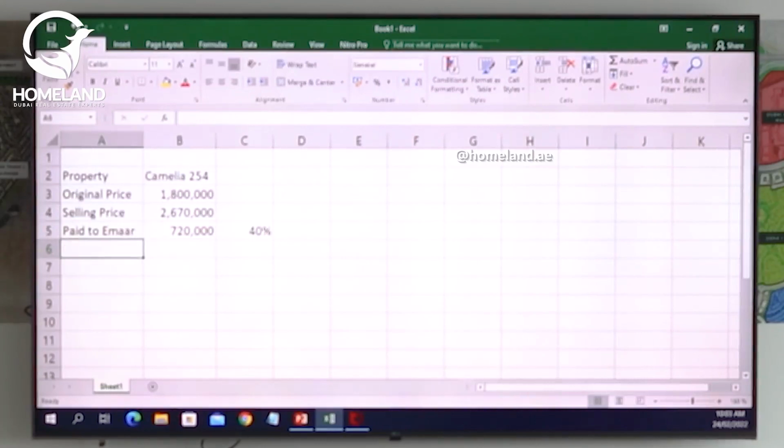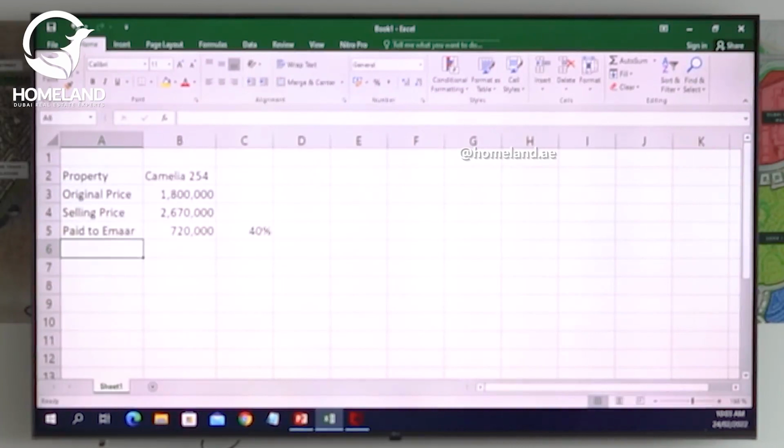And if it has been paid more, you need to check the statement and make sure that the extra amount was not a late payment fee, because a late payment fee is not considered part of the principal amount. Guys, please do not charge your buyers for the seller's late payment fees. Okay. Paid to Emaar 720,000.